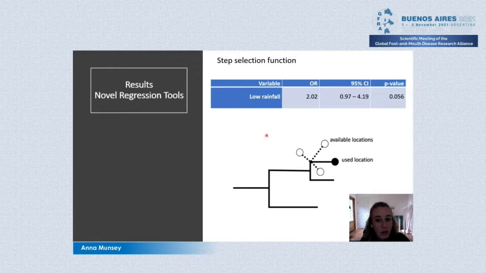So we found that locations in areas of low rainfall were marginally more likely to be classified as a used location as opposed to an available but unused location for the viral phylogeny.